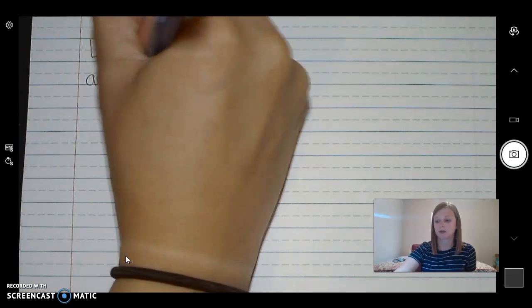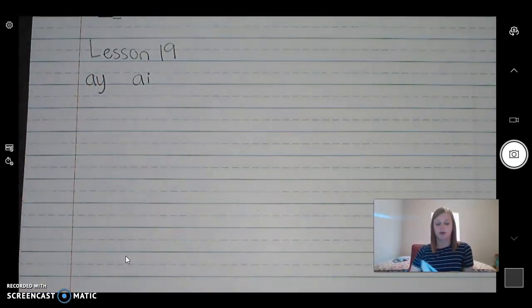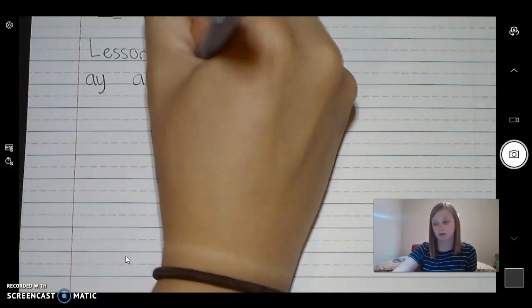Okay, so here's what it should look like. Then we have A-E that we do not use at the end of English words. Why not? English words do not end with I. So this is what your phonogram should look like.